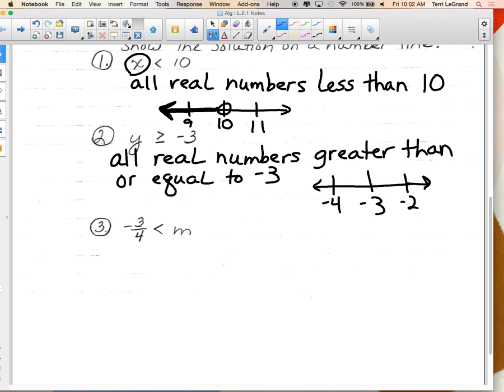Is -3 included in the solution set? So what do we do when it is? We shade in the circle that we put there. Make sure that you and I both can see very clearly on your number line what is in the solution set. And which direction are the numbers greater than -3? To the right, going in the positive direction.